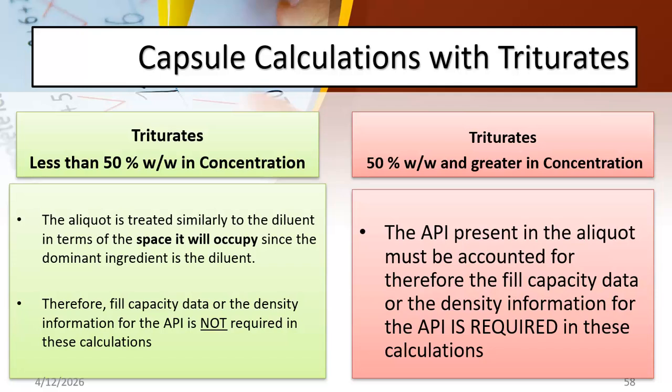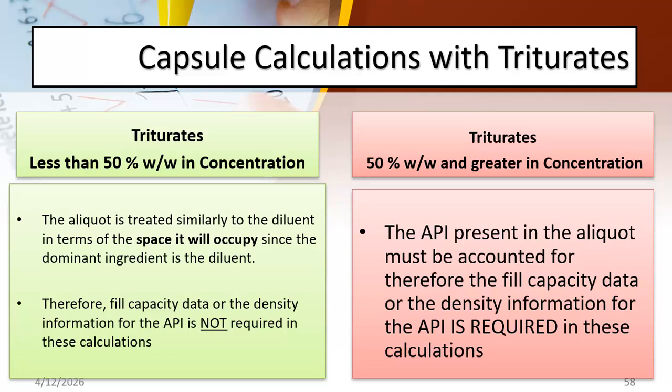Let's think about it. If your prescription needs 30 milligrams of drug and the least weighable is 120 milligrams, that means 90 milligrams of the triturate aliquot is the diluent. And so the bulkiness, the space that it will occupy in the capsule, is as though it was pure diluent.